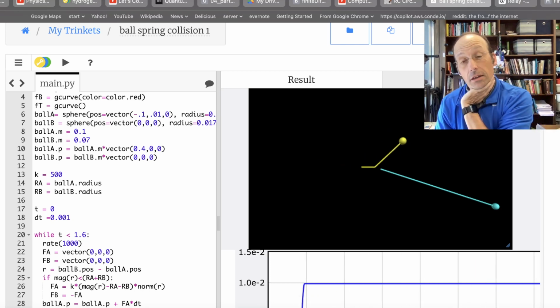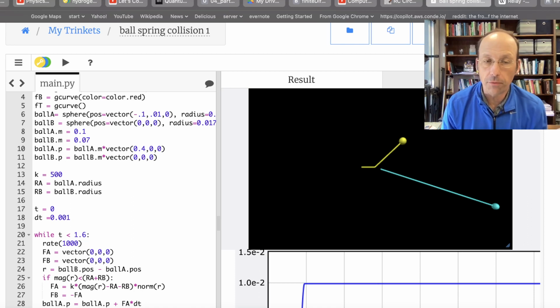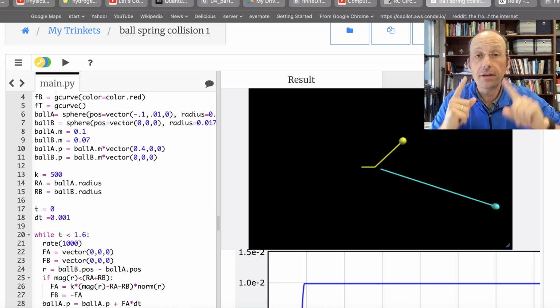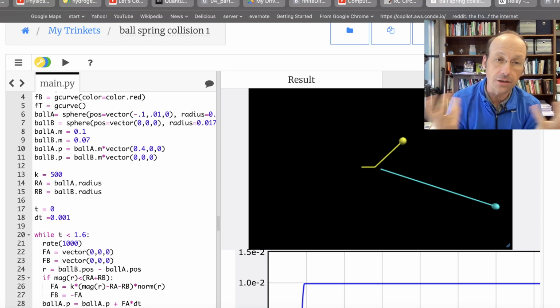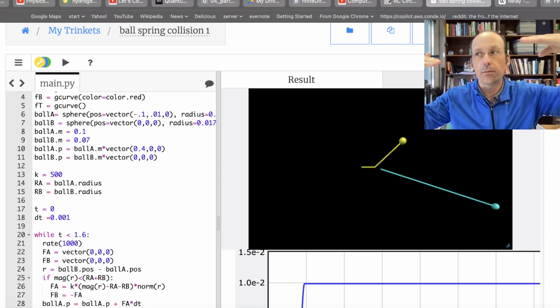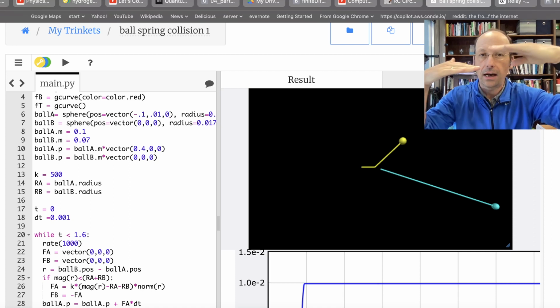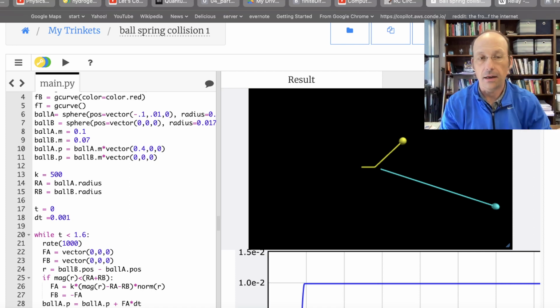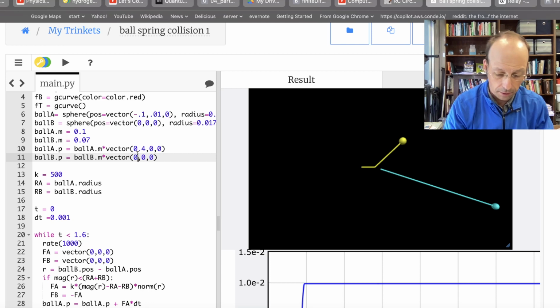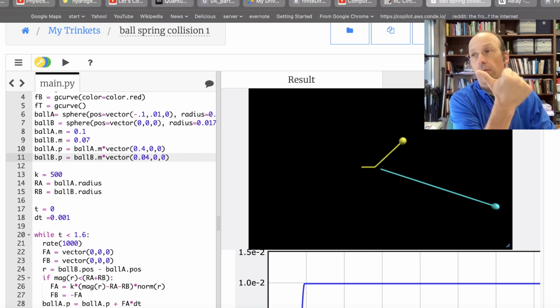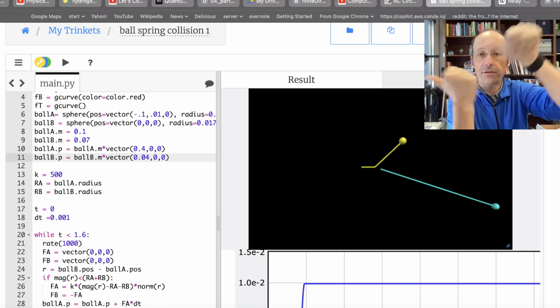What if you want both of the balls moving beforehand? Now, there is a slight problem. If you want both balls moving, you have to be careful because they could miss each other. If I have them going head on like this, they're not going to miss. Okay. So I can have them both move in opposite directions. So let's move this one. Let's do 0.04. So one ball's moving that way, the other one's moving the same way but slower.